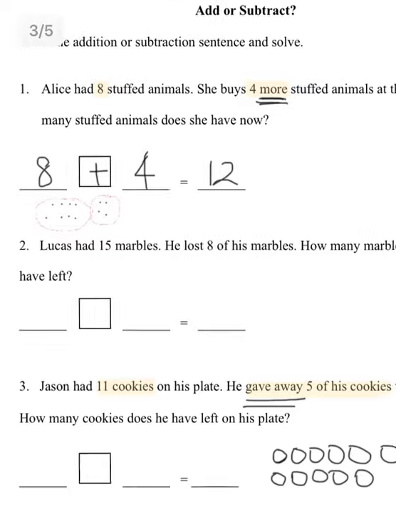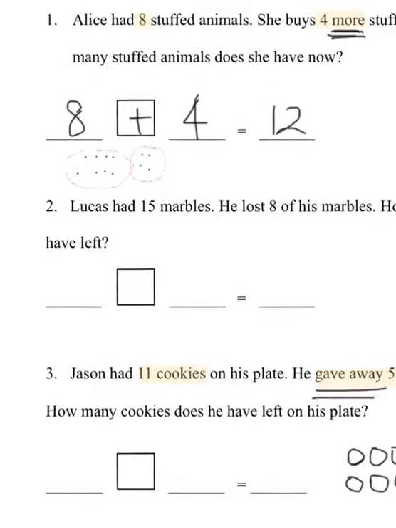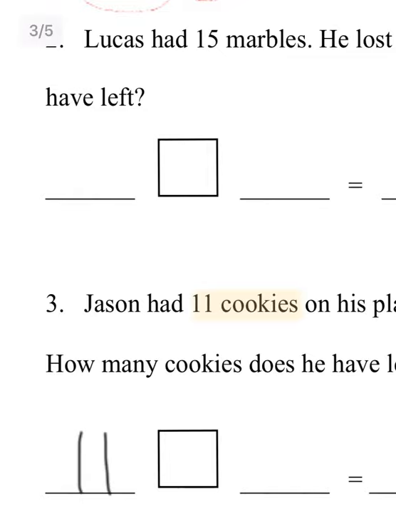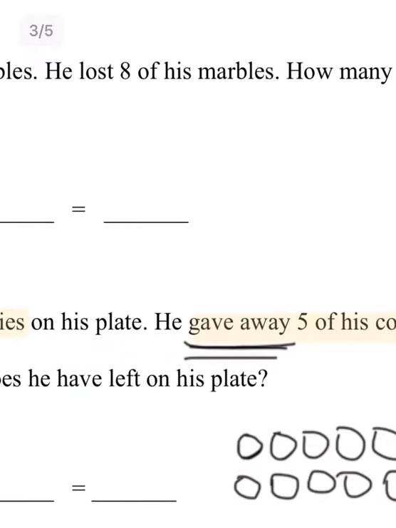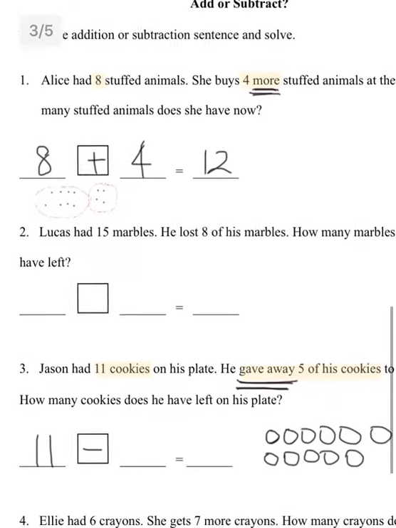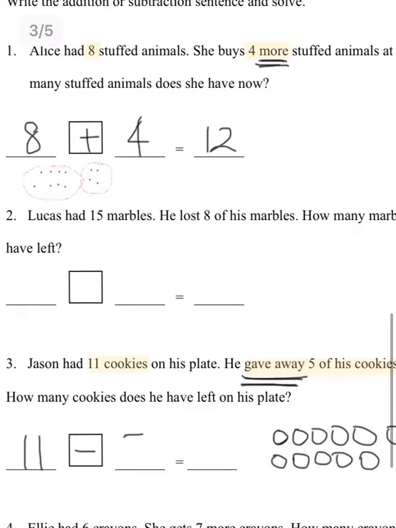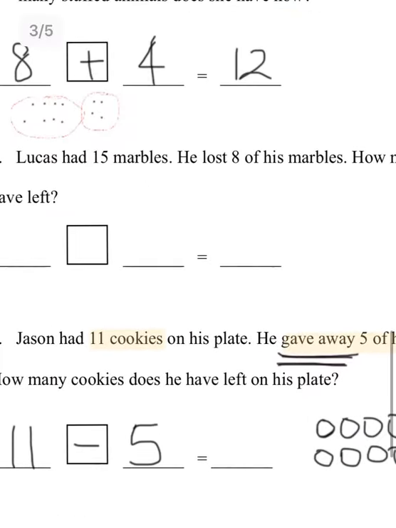Okay, let's try number 3. Jason had 11 cookies. So we're going to start with 11. And then he gave away. So gave away means that we're going to subtract. So 11 minus, and then 5 cookies. So 5. And then it asks, now how many does he have left?